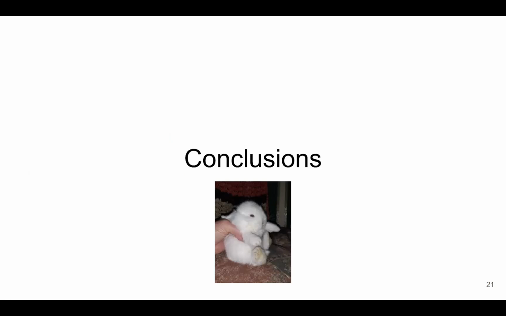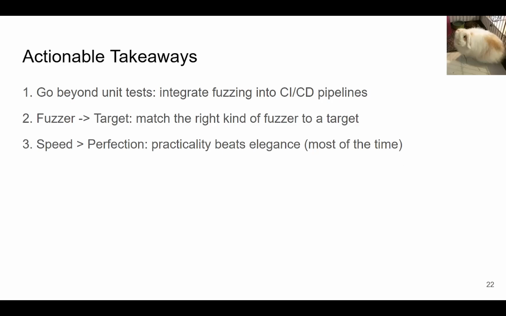Let's wrap this up with some conclusions and some takeaways about AFL. So, here are some actionable takeaways. First, if you're writing software, especially in languages like C or C++, human written tests, unit tests just aren't enough. So I urge you to integrate a fuzzer into your testing pipeline and let the machine throw fuzz at your code before you ship it.